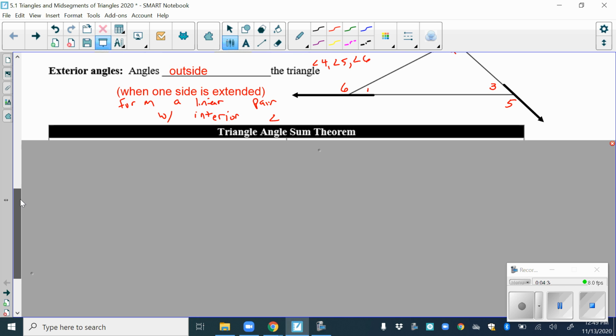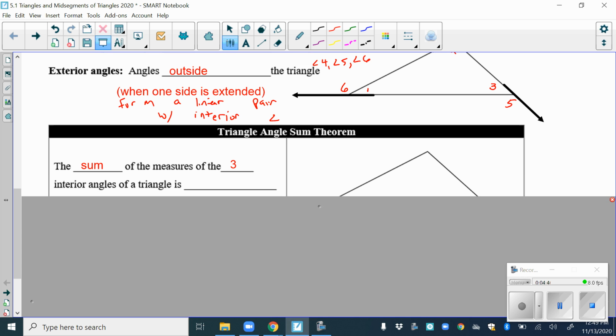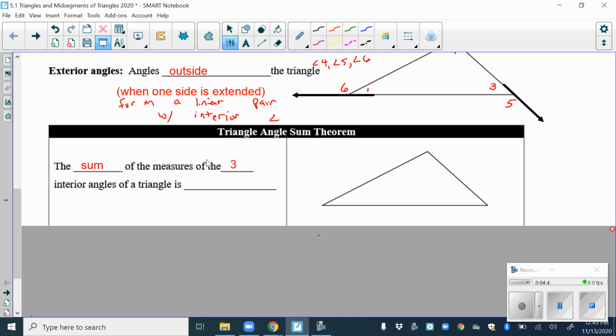The next concept we're going to review, which you should already know, is the triangle angle sum theorem. The sum of the 3 angles in a triangle is always 180 degrees. So if I call this corner angle 1, this one angle 2, and this one angle 3, if I measure each corner with a protractor and add them together, it will always equal 180. You can use that concept if you know two angles of a triangle to find the third angle.